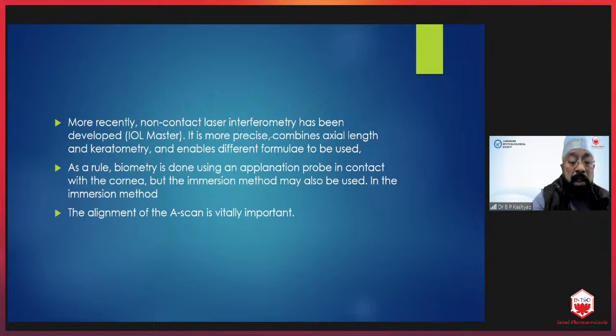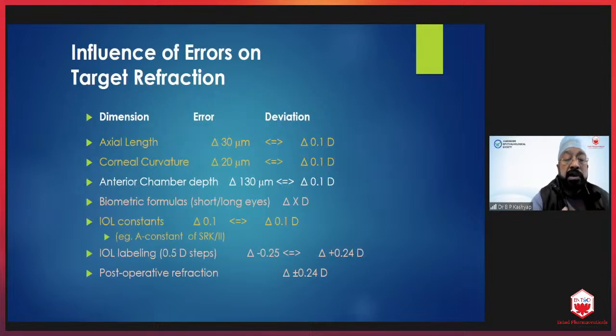Now, what are the influences of these errors on the target refraction? If it is axial length, it deviates quite a bit. If it is corneal curvature, it deviates quite a bit. I'll come to that in a little detail. If it is anterior chamber depth, again, it varies and the calculation is not good. And then if you are using biometric formulas, if it is a long eye, it's different, and if it's a short eye, it's different. And then the IOL constant is written by the companies.